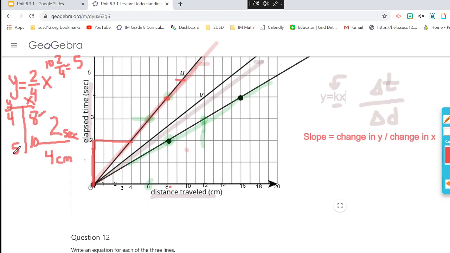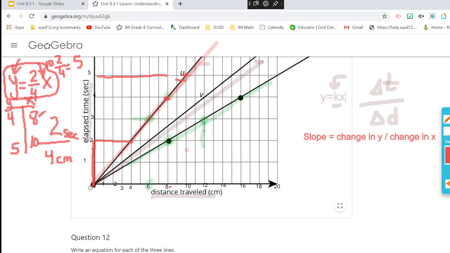So does it take 5 seconds for Ladybug to travel 10 centimeters? Let's look and check. 10 centimeters takes, go over here, yes, 5 seconds. So this equation tells us where Ladybug will be after any amount of elapsed time we want. The y equals elapsed time, and the x equals Ladybug's distance. So if we know any distance, we can calculate how long it took Ladybug to get there.